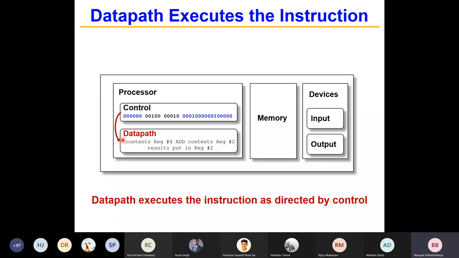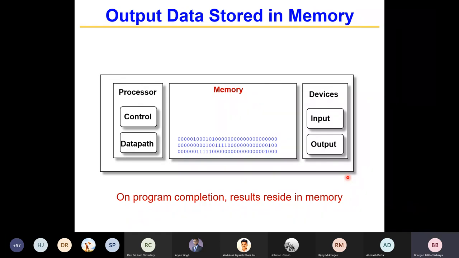So the corresponding data path is enabled. This arithmetic logic unit is activated, proper actions are taken, and the result is saved in the register. So everything is being done following that execution cycle. All right, and then the next instruction is to be fetched and so on. And this continues. On program completion, the result is stored in memory and delivered to the output.